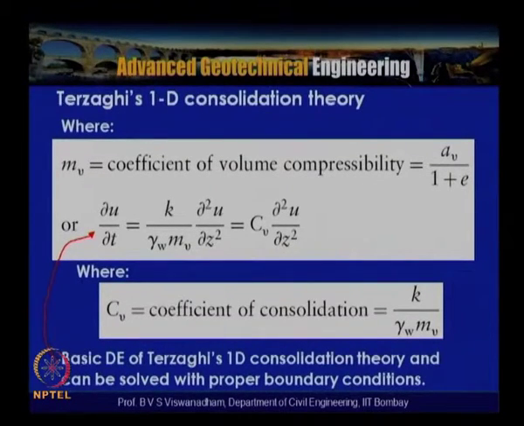Basically, it is the only soil parameter in Terzaghi's one dimensional consolidation equation. The Cv, the coefficient of consolidation, we will discuss further, how to determine this in the laboratory, and how it is found to be dependent on the effective stress, over the range of loadings which can be applied in the laboratory, where Cv = k/(γw mv). So this is the basic differential equation of Terzaghi's one dimensional consolidation theory, and it can be solved with proper boundary conditions.